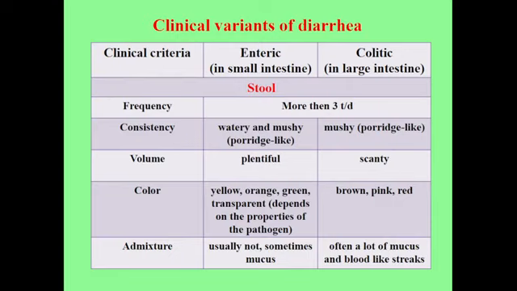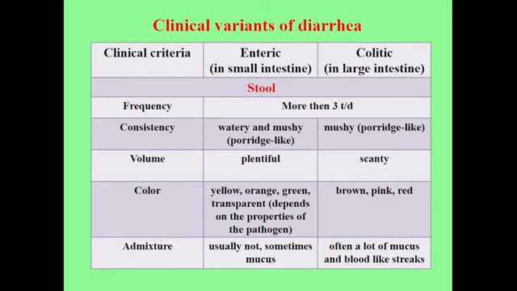Salmonellosis may be in gastroenterocolitic form, so then it will be combined with symptoms, and shigellosis may be in enteritic form, then it won't be typical, but typically salmonellosis is gastroenteritis and shigellosis is colitis. So frequency of stool in both is more than 3 times a day, so that's what we call diarrhea. Consistency: in enteric, it's watery and mushy, porridge-like, and in colitic, it's just mushy porridge-like, but it gets scanty.